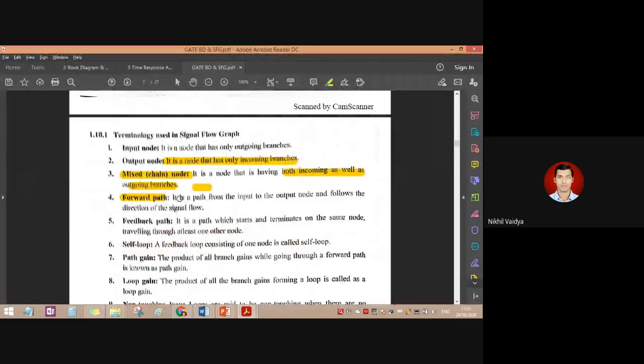Next, forward path. What is the meaning of forward path? It is a path from the input node to the output node that follows the direction of the signal flow. That is called a forward path. Now here we will check how many forward paths there are.